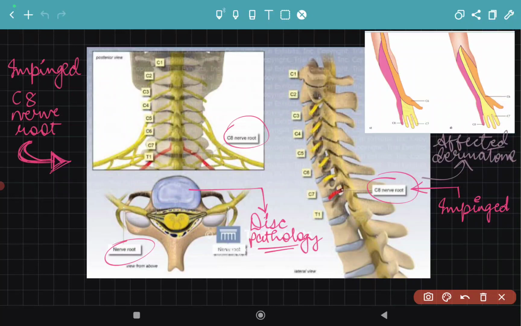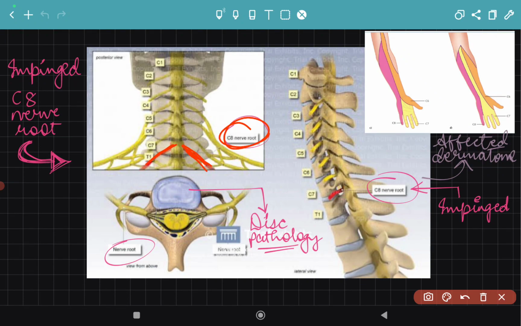So in this example, we can see, as in the previous series also, that there are spinal nerve roots arising from the spinal cord, and at which level which nerve root is present. We discussed that. So over here we can see this is the C8 nerve root, which has some problem, which is impinged.